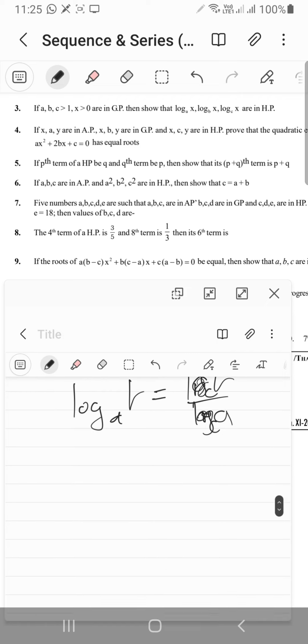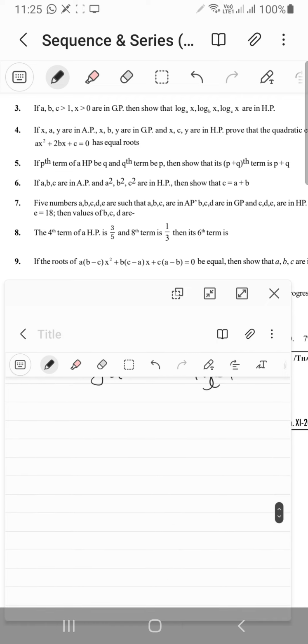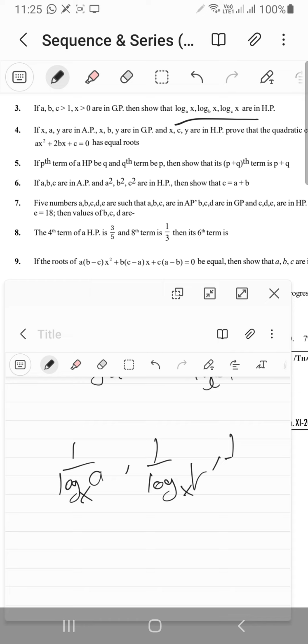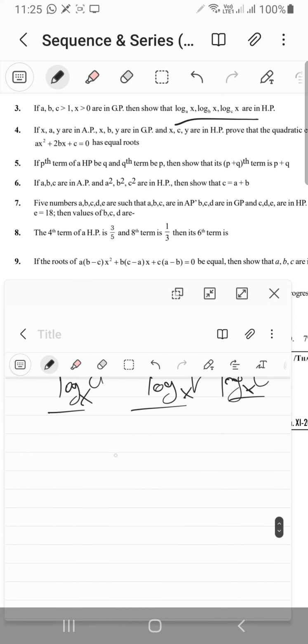Nah, whatever. Just search it on Google, you will find a good proof maybe. So using that, we can write this series as 1 upon log base x of A, 1 upon log base x of B, and 1 upon log base x of C. This should be in HP. That means that these must be in AP. But these being in AP means A, B, C must be in GP, but they are already in GP. So yeah, this is obviously true.